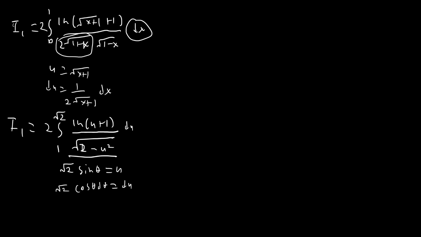So we're going to make our substitution here. I1 equals 2. And now we're integrating from 1 to square root 2, but now we're making our substitution. So square root 2 sine theta equals 1, which means that sine theta equals 1 over square root 2. So we're going from pi over 4 to square root 2, which is just going to be pi over 2. And now this bottom part is absorbed by our differential, right? So we're just going to have natural log square root 2 sine theta. Oh, that's not 2 sine theta plus 1.